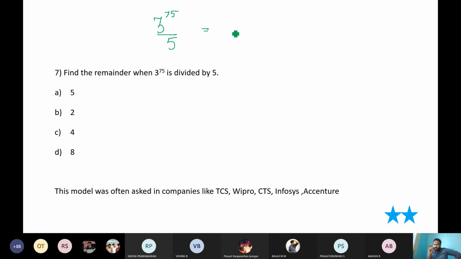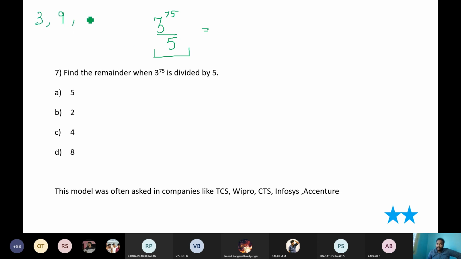Will it be 3, guys? 3 power 75. Take the power value divided by 4. The remainder is 3. Then what is the last digit? 7. Very good, Harivardhani. Guys, for the last digit of 3, what happens?